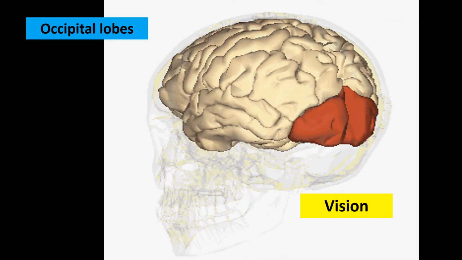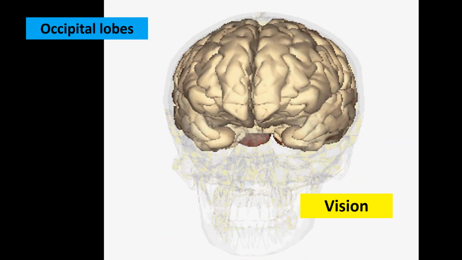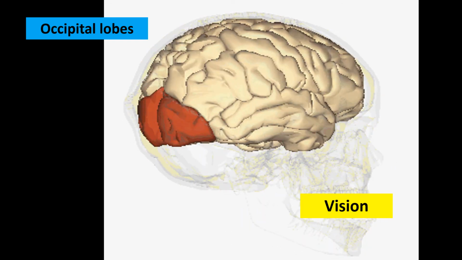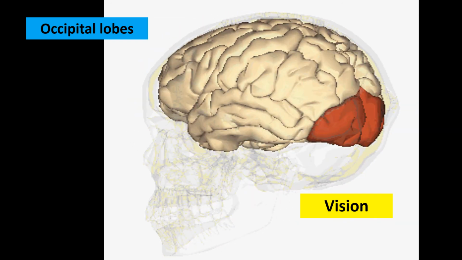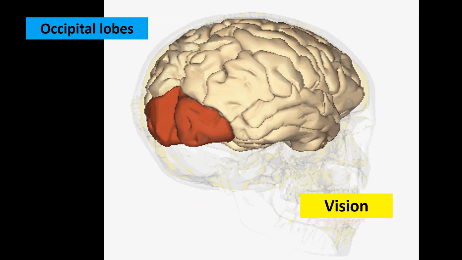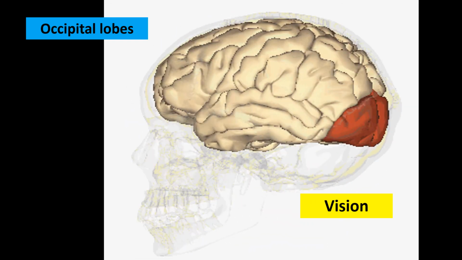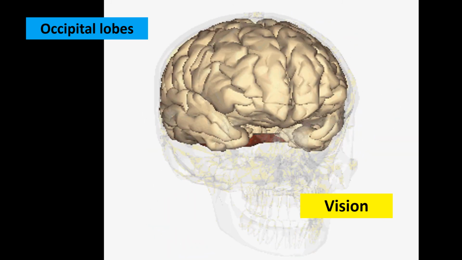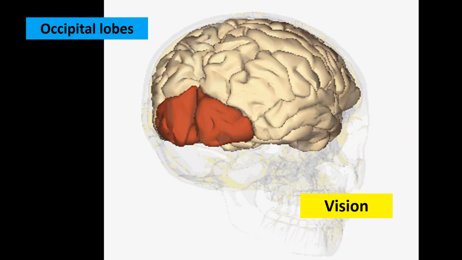Next, and finally, the occipital lobes. In the very lower back of the brain, these lobes are extremely important for vision. This is where the visual cortex is. The cells there organize visual information and help us to see.